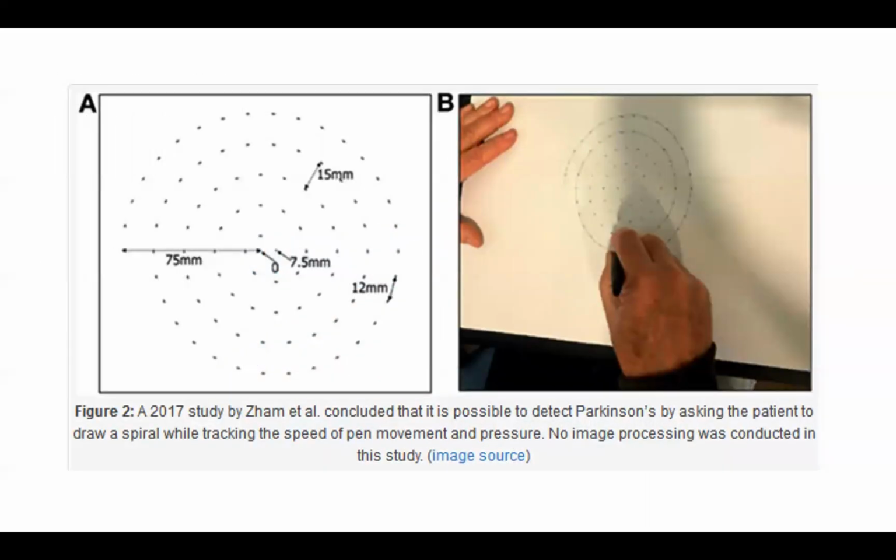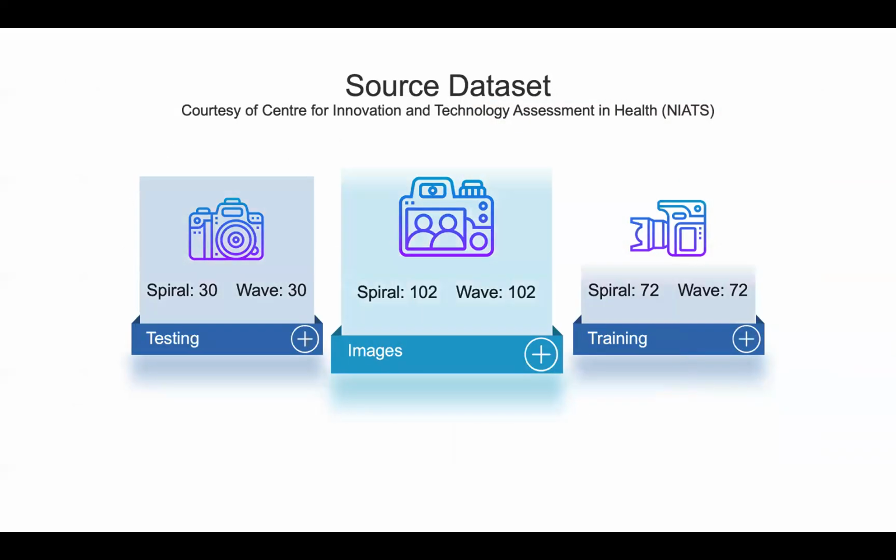Okay, so this is a study made in 2017 by Zham, and he concluded that in order to detect Parkinson's, you can ask a patient to draw a spiral, as you can see here. You can ask the patient to connect the dots so that it forms a spiral. And you can track the speed of the pen movement, the pressure, and the overall image to detect if the person has Parkinson's disease or not. So this is a test conducted in 2017, and we are going to make use of this test.